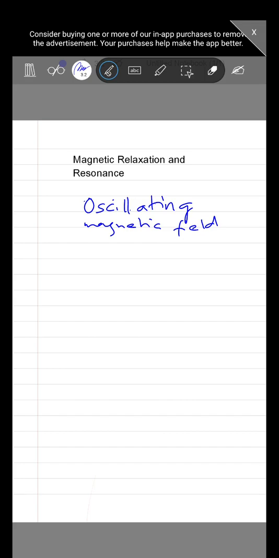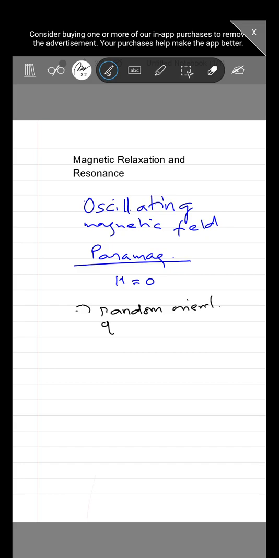Now, if we consider a paramagnetic material in the absence of an external field, then the magnetic dipoles are oriented randomly. So, paramagnetic material where the external magnetic field H is equal to 0 will indicate a random orientation of the dipoles.